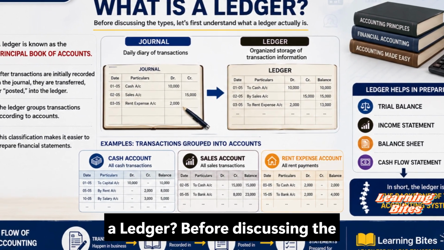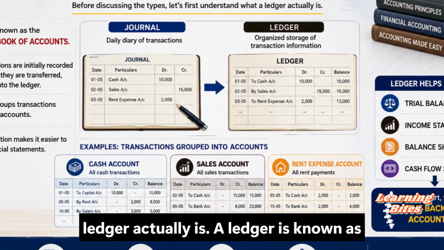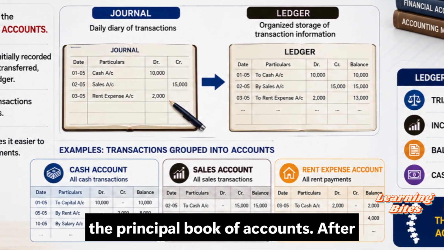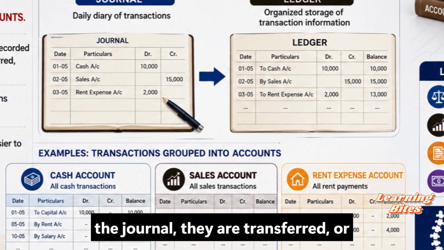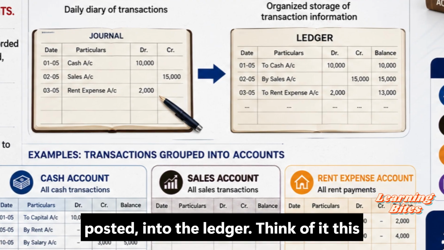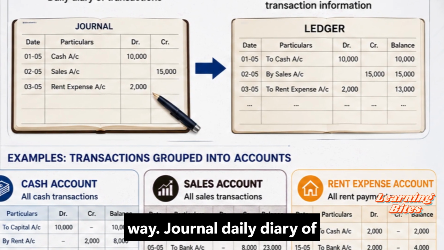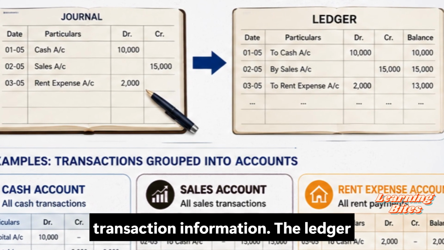Section A. What is a ledger? Before discussing the types, let's first understand what a ledger actually is. A ledger is known as the principal book of accounts. After transactions are initially recorded in the journal, they are transferred or posted into the ledger. Think of it this way: the journal is the daily diary of transactions, and the ledger is the organized storage of transaction information.